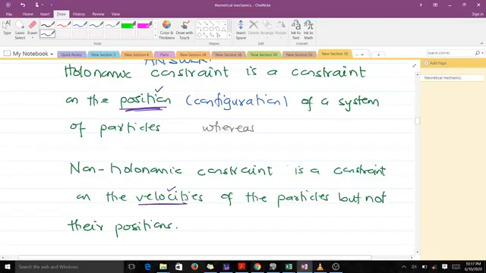In other textbooks or in other sources, you will see that the holonomic deals with position, and they will say the non-holonomic deals with anything other than position. So that means the most important keyword in the definition of the holonomic is position, while this is the velocity or anything which doesn't deal with position as you find in other sources.